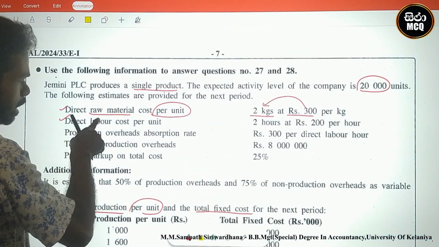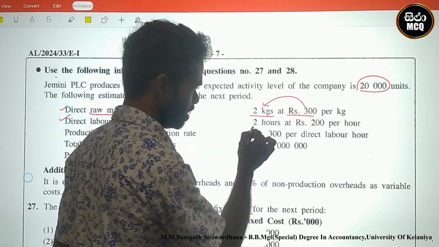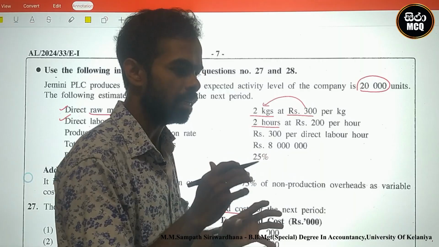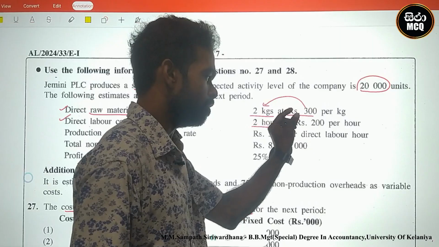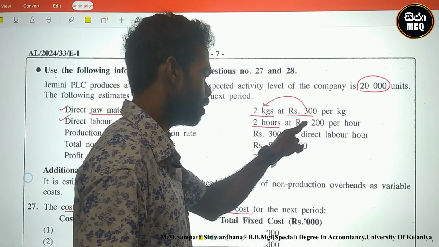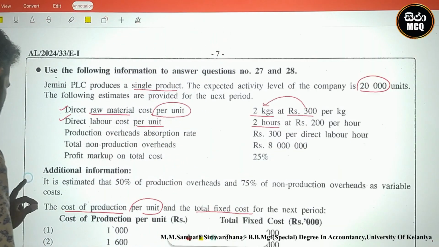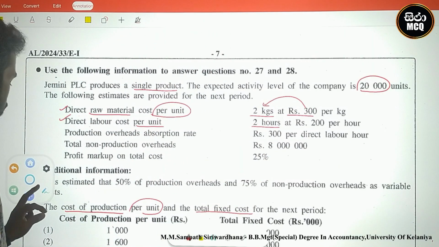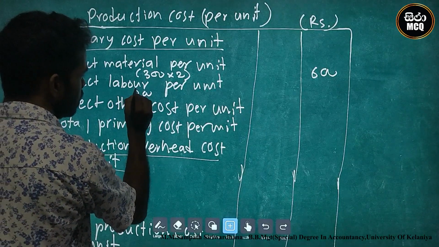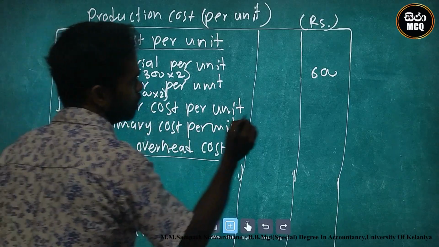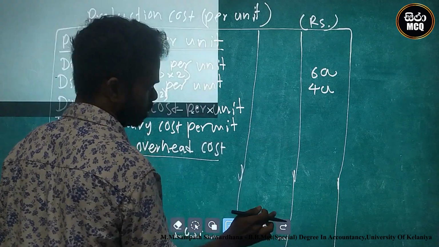Next is direct labor cost per unit. Per unit direct labor is 2 hours. There are 2 hours required to create 1 unit, at 200 rupees per hour. There are 2 hours, therefore 200 multiplied by 2 is 400, the direct labor cost. Next one.